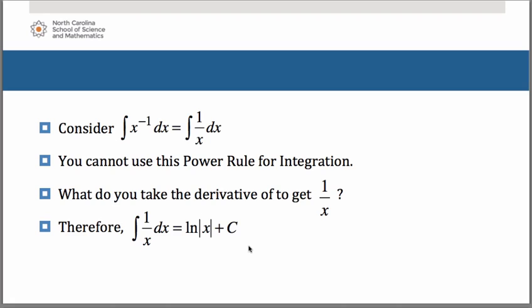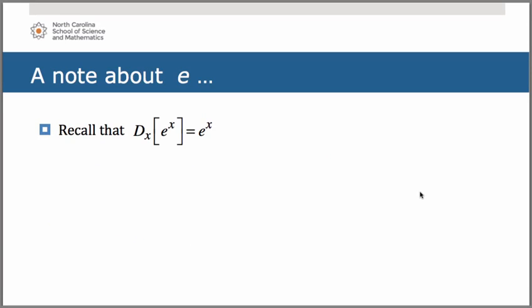One of the special antiderivative rules. The antiderivative of 1 over x dx is natural log of absolute value of x plus c. Let's consider exponential functions with the number e. Remember that the derivative of e to the x is e to the x. We talked about that it's the only function which is its own derivative.